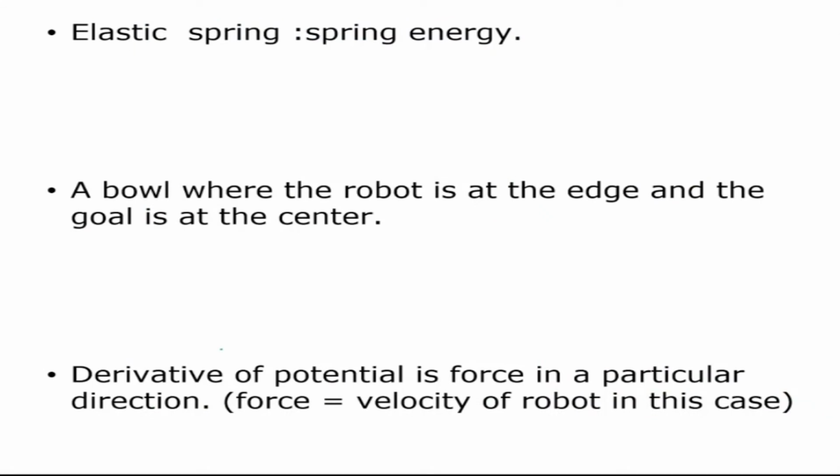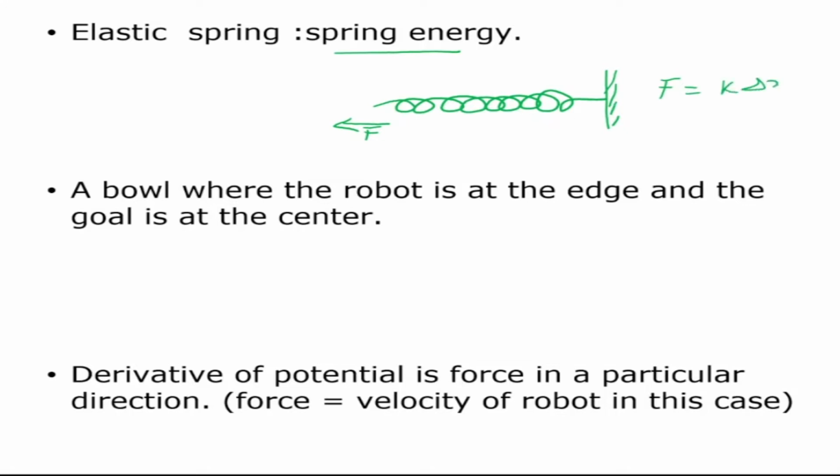Now you can think about an elastic spring, or a rubber band, and this elastic spring has spring energy. So if I have a spring like this, and one end is fixed, and I pull it, or I compress it, then F is equal to K into del x, where it deflects a little bit, and this is my del x.